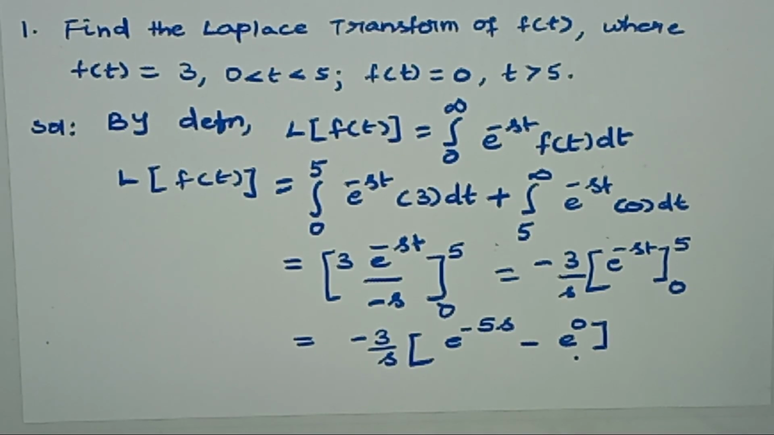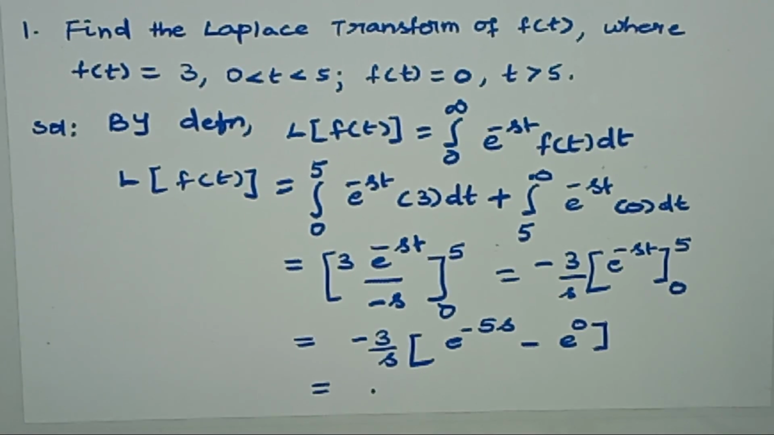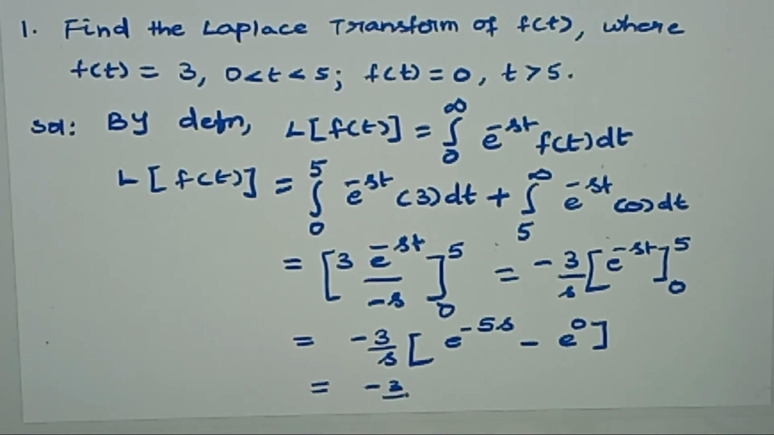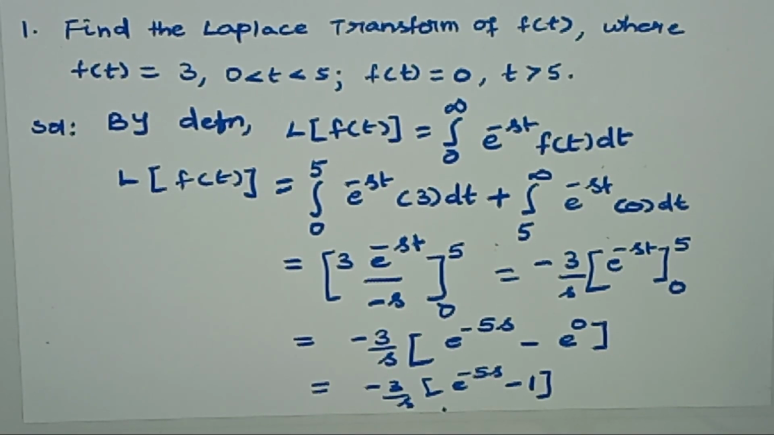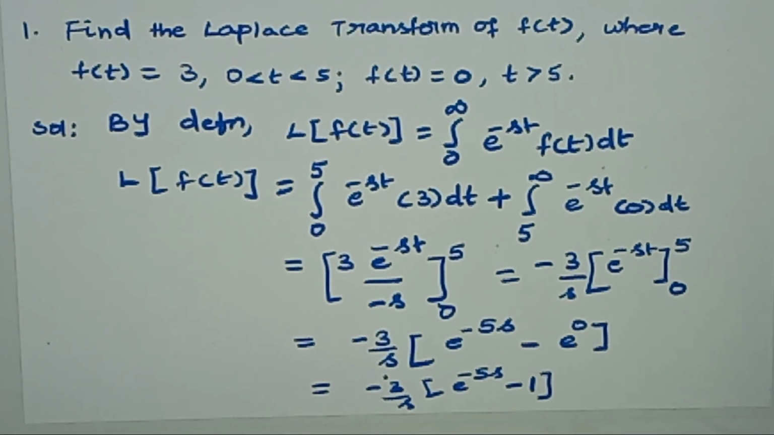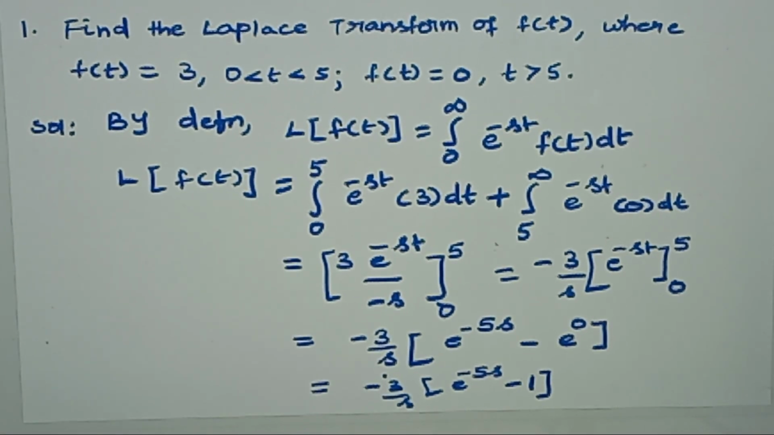What is the value of e raised to 0, students? It is nothing but 1. Therefore, the final answer is minus 3 by s into e raised to minus 5s, and you can write the value as minus 1. Okay, this is the final answer. e raised to 0 का value क्या है? It is nothing but 1.